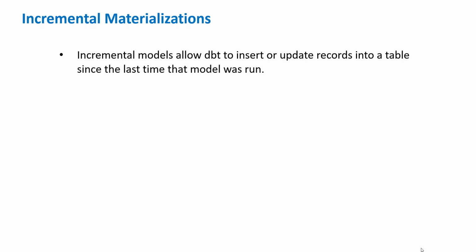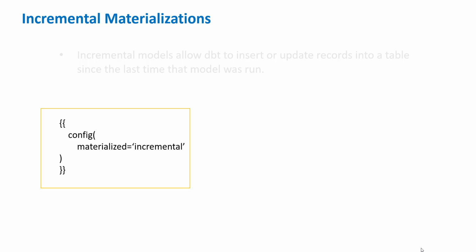In this video, we'll be focusing on incremental materialization. What it does is allow you to insert or update records into a table since the last time the model was run. Just think about this scenario: you have a table where every day you are getting new data. Whenever you are reloading your intermediate stage, you don't want to read the whole data. You might want to just load the last day's data. That's why incremental materialization comes into the picture. You just have to define the materialization as incremental, and we'll see how to define your models with incremental materialization.